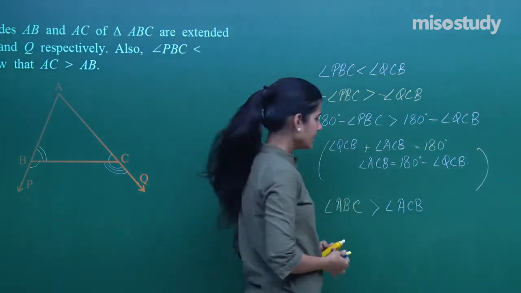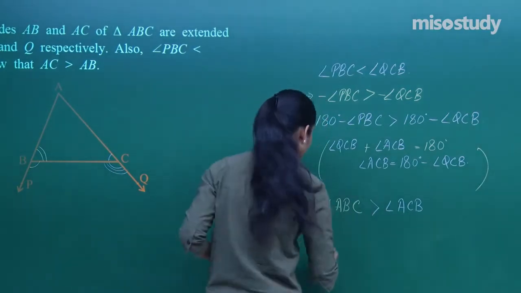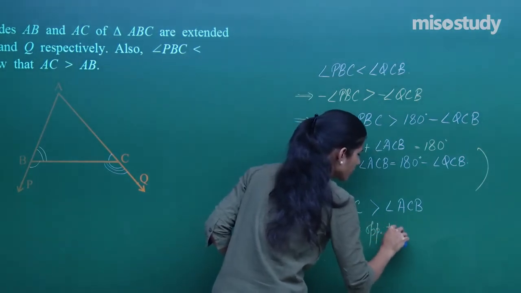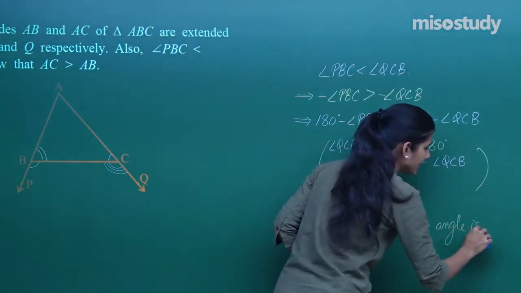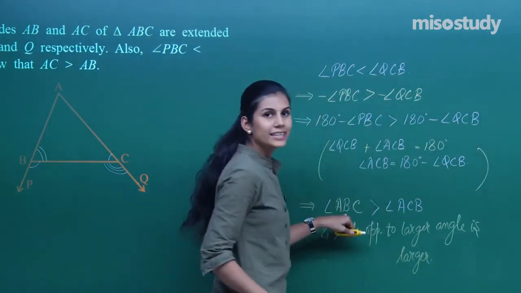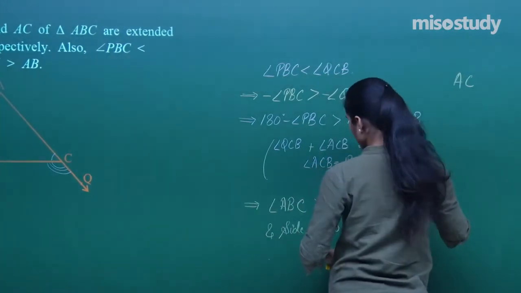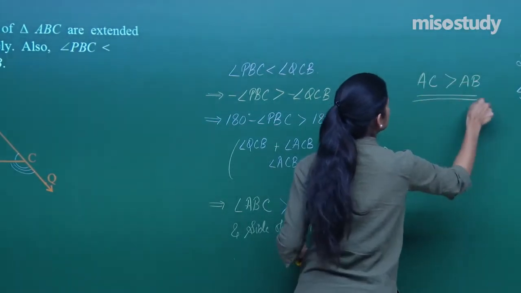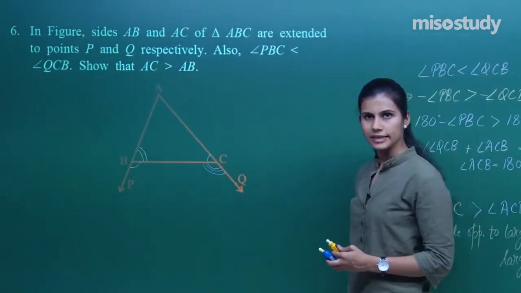And that is it. Angle at B, internal angle at B is greater than internal angle at C, and sides opposite to larger angle is larger and side opposite to smaller angle is smaller. So side opposite to angle ABC is AC and side opposite to angle ACB is AB. This is the proof of this claim. Is it clear? We have proved that AC will be greater than AB.